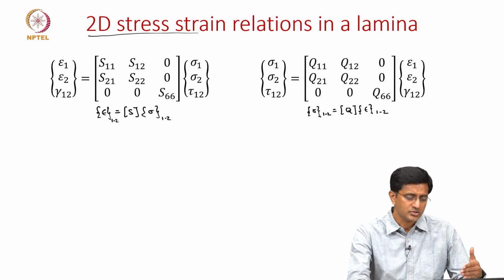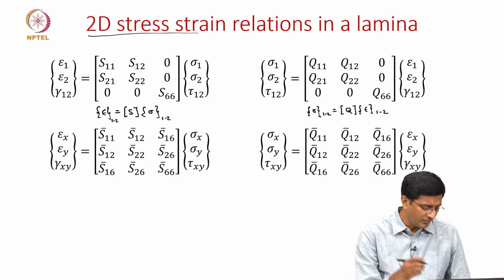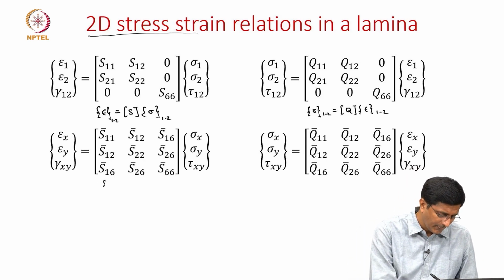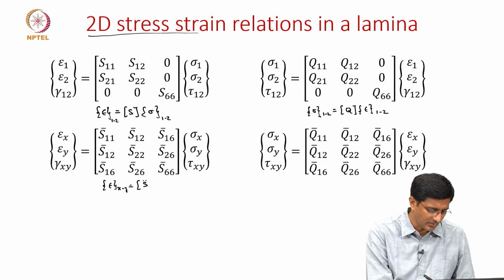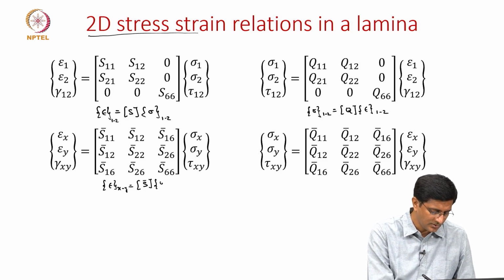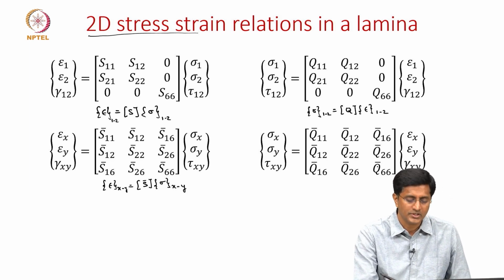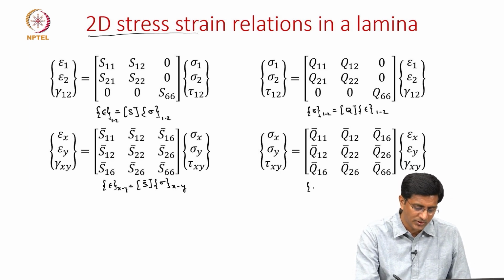Next, we also showed these relations in the body coordinates, where we said the strains in the body coordinate xy are written in terms of the transformed compliance matrix S bar times the stresses. And for the stress strain relations, we use the transformed stiffness matrix Q bar.